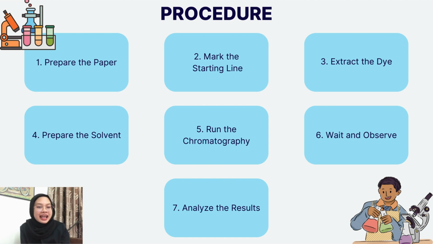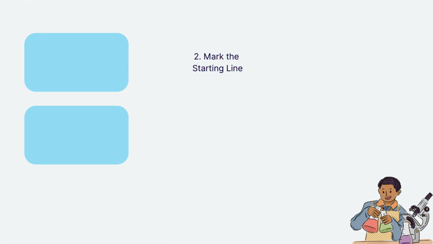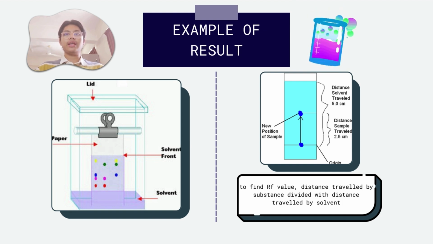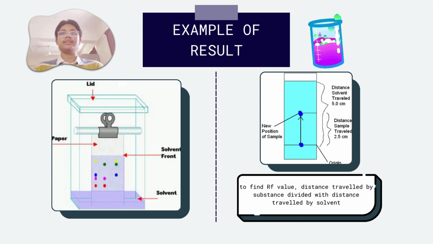Last but not least, analyze the result. Once the solvent has nearly reached the top, remove the strip and let it dry. Observe the separated colors and note the distance each travels from the baseline. As you can see, this is the expected result that we will get after running this experiment. In the first diagram, you can see that the water molecules trapped in the paper act as a stationary phase, while the solvent acts as a mobile phase. It is also partition chromatography, which means the relation between two different liquids.